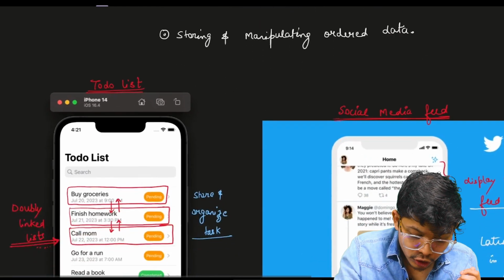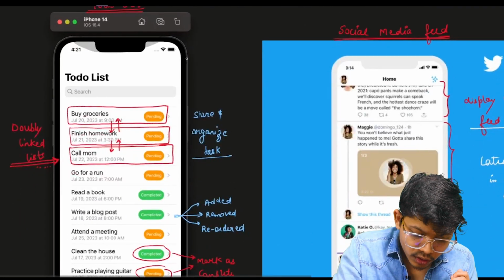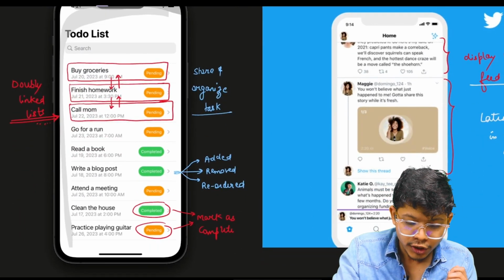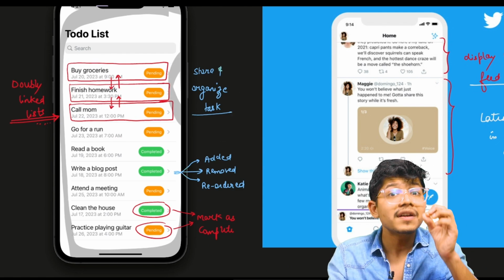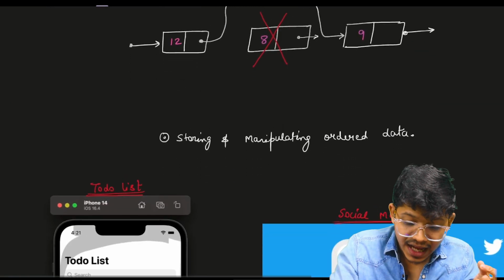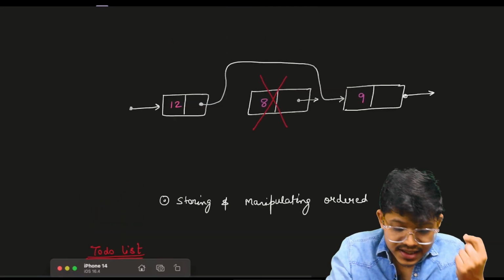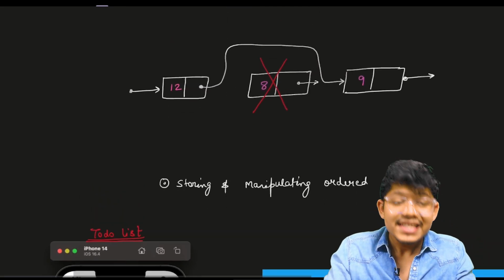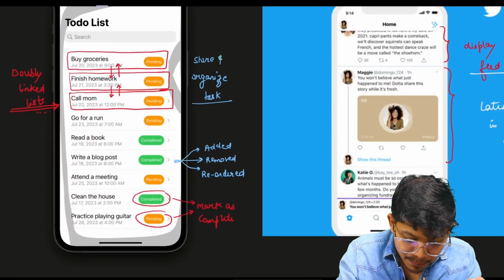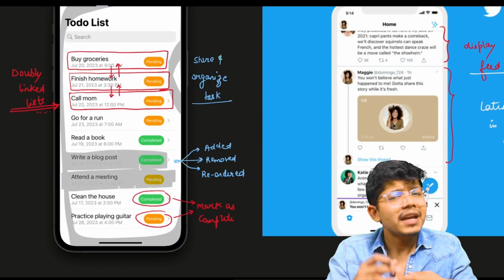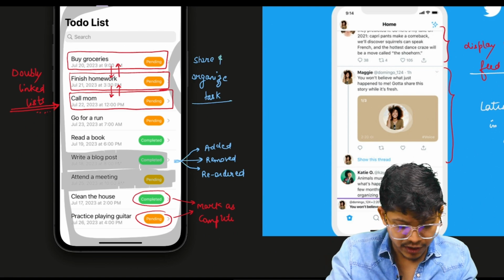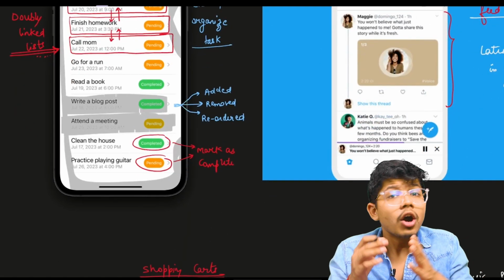For example, in your to-do list, you can see the entire list of what you have to do. Basically, you have stored and organized your tasks in the form of a list. In the same way, we can add, remove or reorder an element of the list. Again, we can add extra operations, for example, marking a task as complete or not.